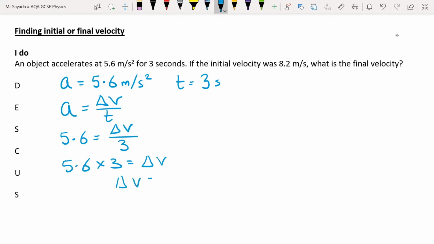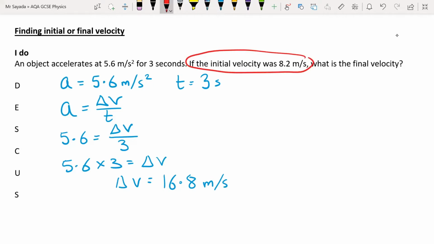So therefore, my change in velocity, I can always use a calculator. It's 5.6 times 3, which is 16.8. U stands for units, so that's meters per second. Now, that's my change in velocity. I'm told in the question that my initial velocity is 8.2. So if my initial velocity was 8.2, and I've now changed my velocity by 16.8, that means my final velocity is going to be 8.2 plus that change. So 8.2 plus 16.8. And that's going to be 25 meters per second.